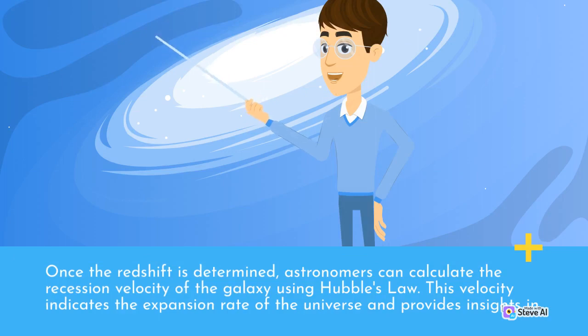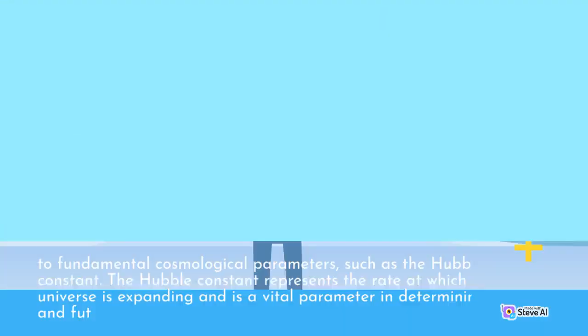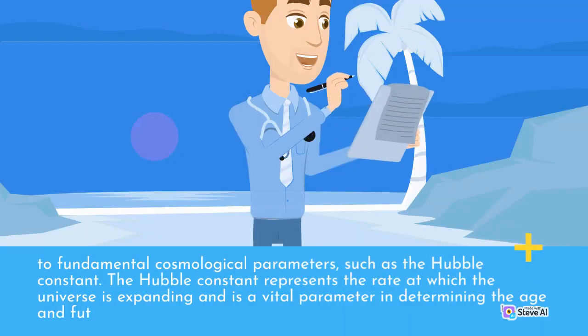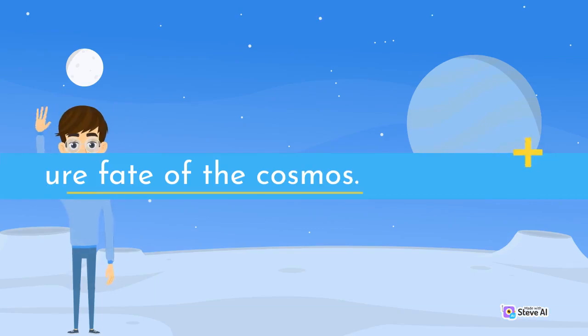Once the redshift is determined, astronomers can calculate the recession velocity of the galaxy using Hubble's law. This velocity indicates the expansion rate of the universe and provides insights into fundamental cosmological parameters, such as the Hubble constant. The Hubble constant represents the rate at which the universe is expanding and is a vital parameter in determining the age and fate of the cosmos.